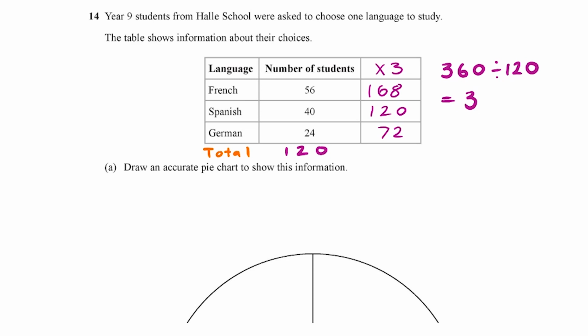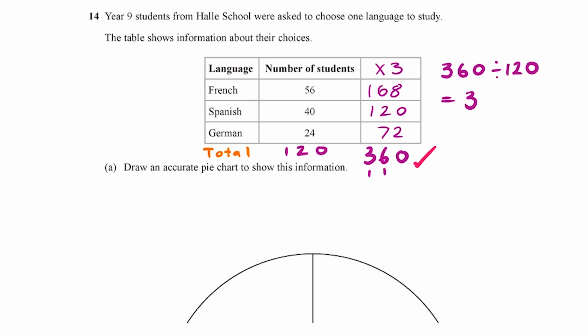Now, at this stage, we know that they should all add up to 360 if we've done it correctly, so it's worth just checking that they do. So 168 and 120 add 72. We add all that up. That does give us 360. So we know that so far we're looking good. We haven't made an obvious mistake yet.